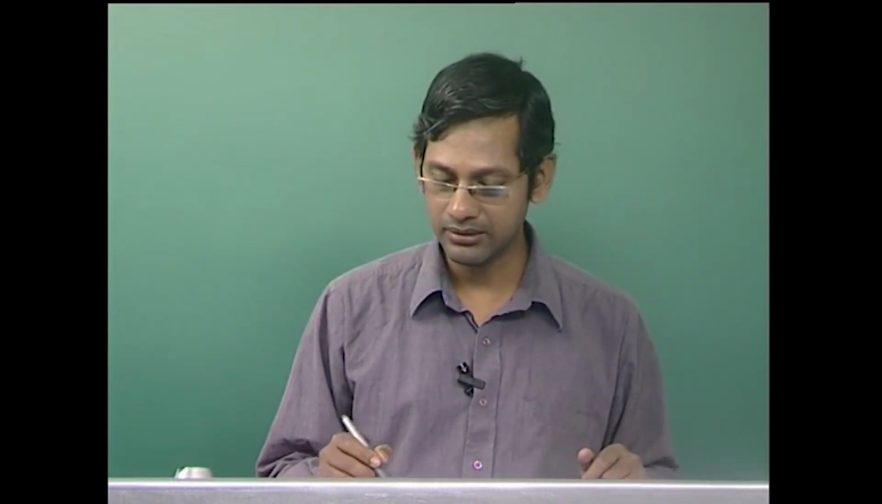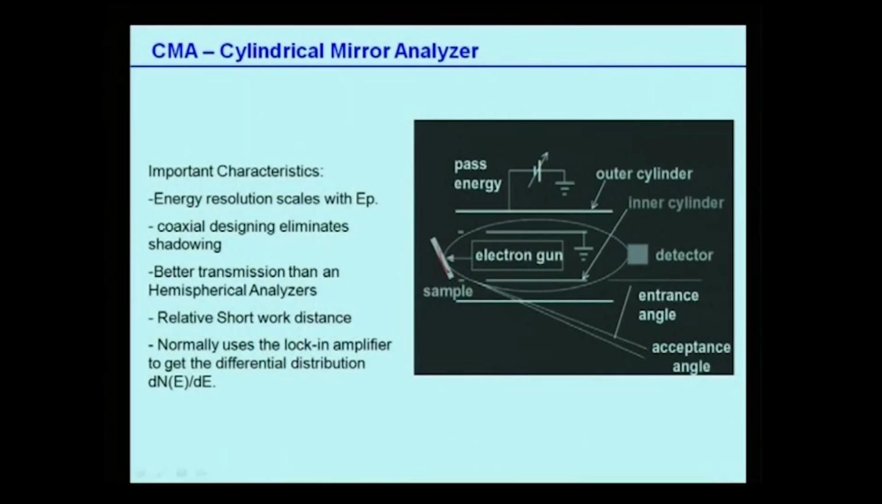The cylindrical mirror analyzer basically uses the same thing. This is the electron gun, so it falls on a sample. You apply pass energy, and then you can remove the secondary electrons. The energy resolution scales with the pass energy, and then you have a coaxial design. With a coaxial design like this, you can eliminate the shadowing effect, and you can have better transmission over a relatively short distance.